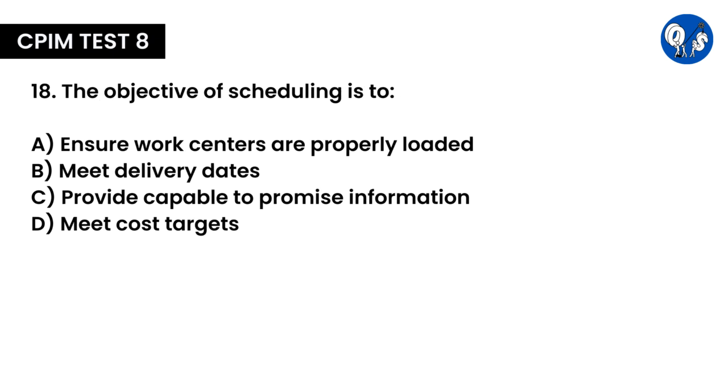Question number 18. The objective of scheduling is to A. Ensure work centers are properly loaded, B. Meet delivery dates, C. Provide capable to promise information, D. Meet cost targets. Here, the correct answer is B. The primary objective of scheduling is to meet delivery dates while utilizing manufacturing resources effectively.